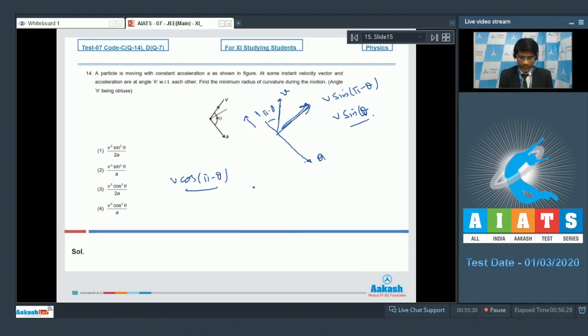And how much would it be? The normal acceleration, that is the value of a here, must be equal to v square divided by r. It is v square sine square theta divided by r, and r would be equal to v square sine square theta divided by a. That's the answer for question number 14. So option 2 is the correct answer. Now let's proceed to question number 15.